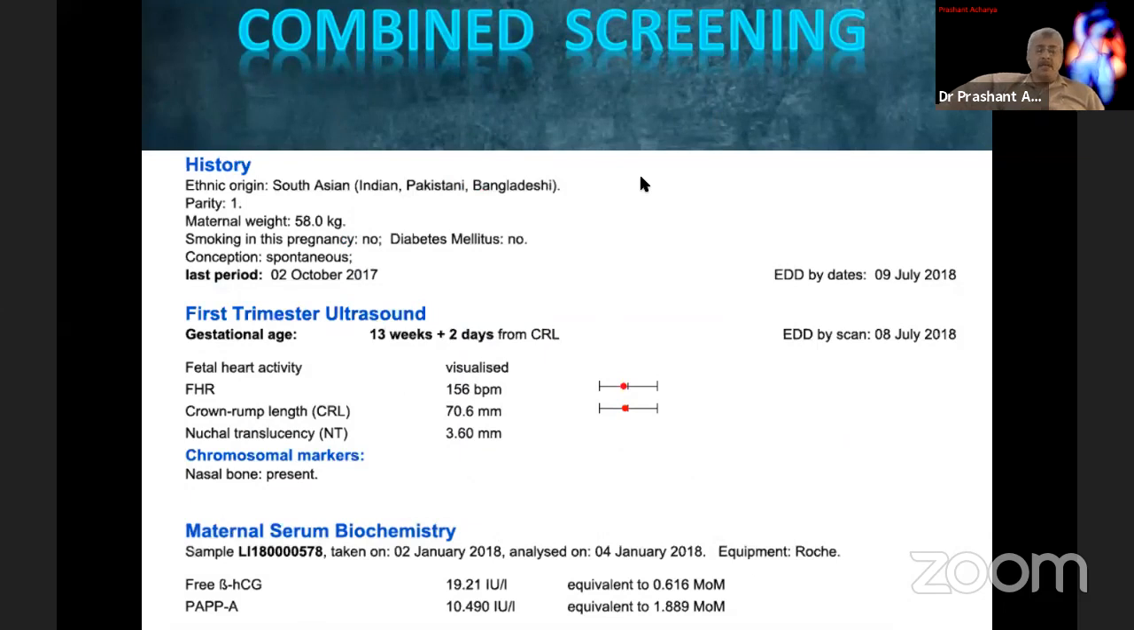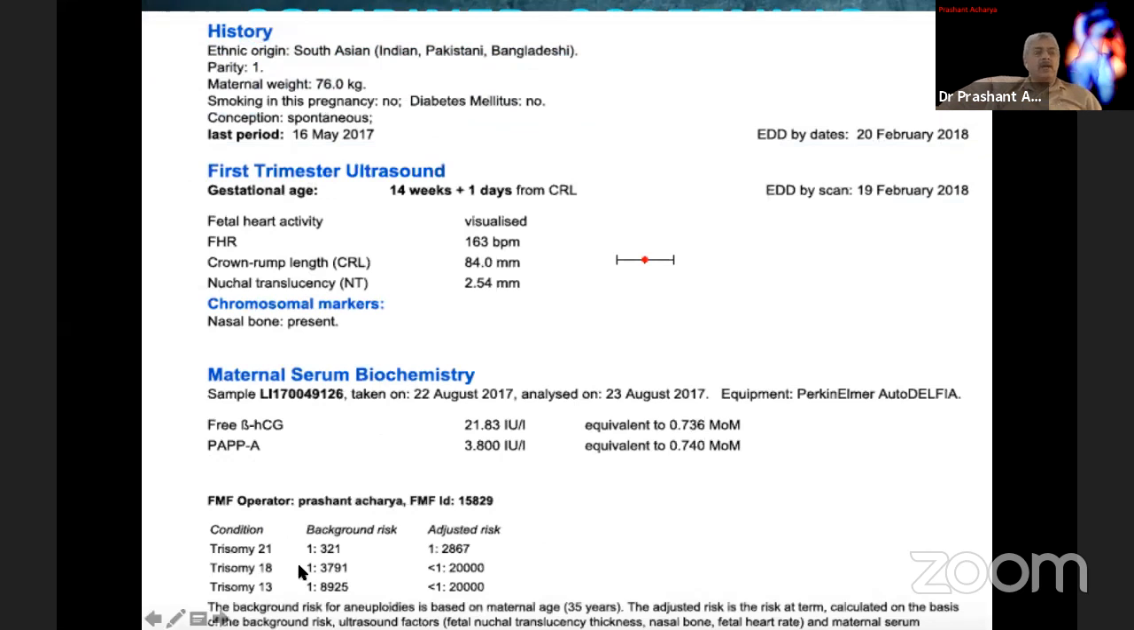So combined screening, this is the word which you must have heard many times. It tells you about CRL, nuchal translucency, and biochemical markers. So they use only nuchal, heart rate, free beta HCG, and PAPP-A. They take only 4 things into consideration, and they calculate the risk. And at the end of the day, they will say that the background risk was 1 out of 3 to 1, but now the background risk is 1 out of 2,867 if they all are falling within normal range.